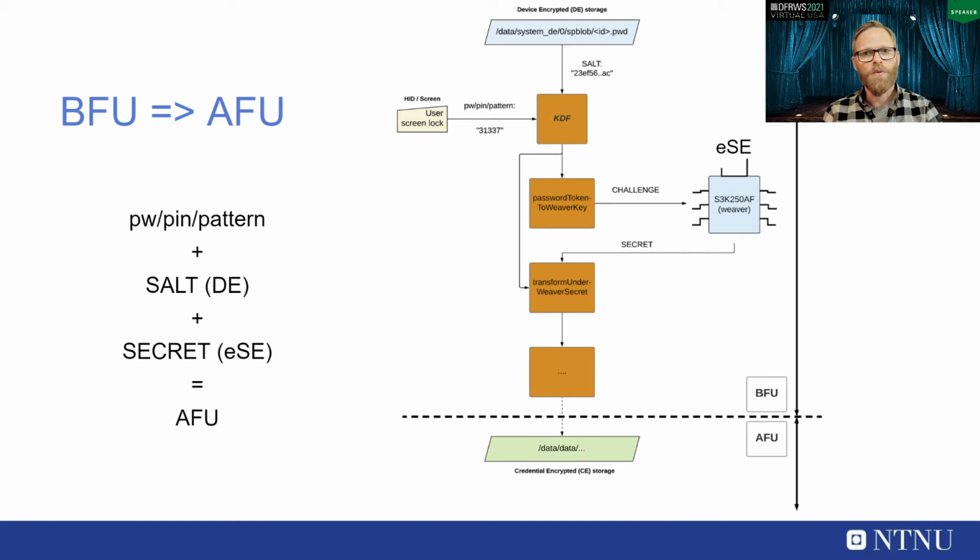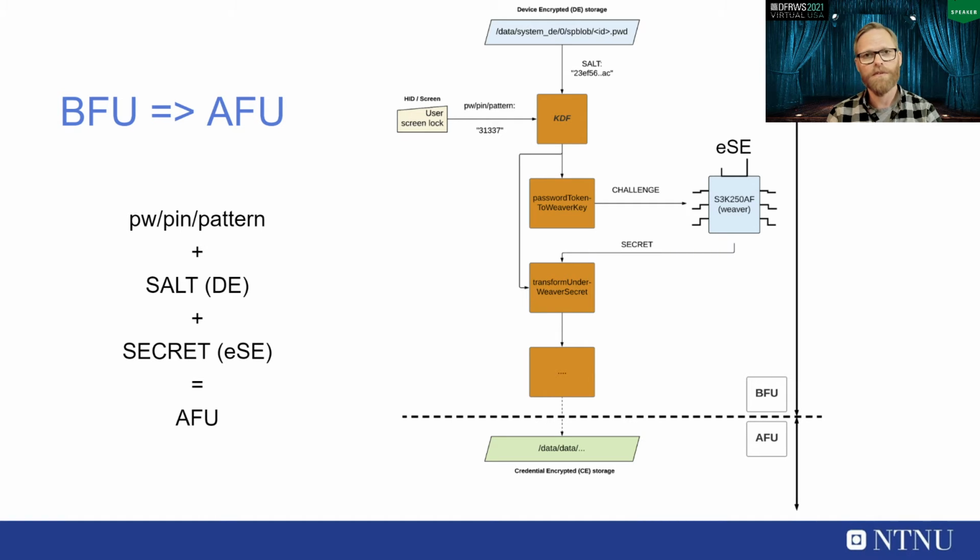To understand why we need to attack this secure element chip, we need to understand this state transition from BFU to AFU state. If a user enters their PIN, password, or pattern on the screen, this goes into a key derivation function together with the salt, and this will eventually produce a challenge. This challenge is sent for verification to the secure element chip, which, if the challenge is correct and matches the correct user credentials, will return a corresponding secret. Together these three parameters are all that is needed to take the device from BFU to AFU state.